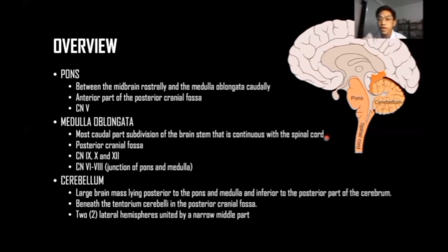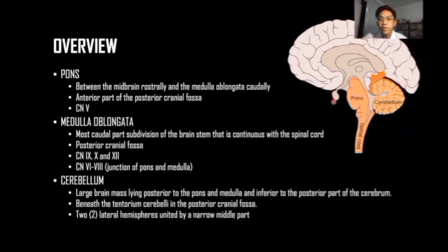The third one is the cerebellum. The cerebellum is a large brain mass lying posterior to the pons and medulla and inferior to the posterior part of the cerebrum. We have here, in the picture, the large structure, which is the cerebellum, on the posterior part of the pons and medulla. The cerebellum is located beneath the tentorium cerebelli in the posterior cranial fossa.